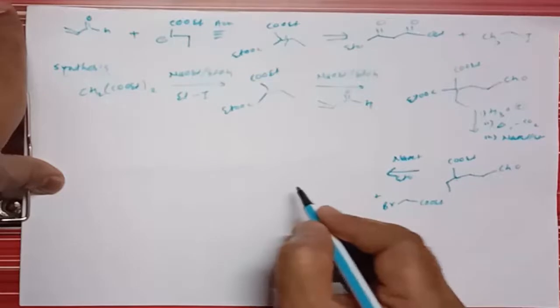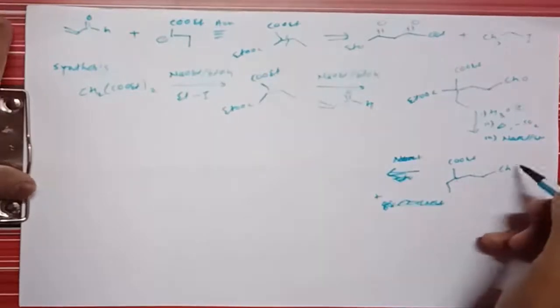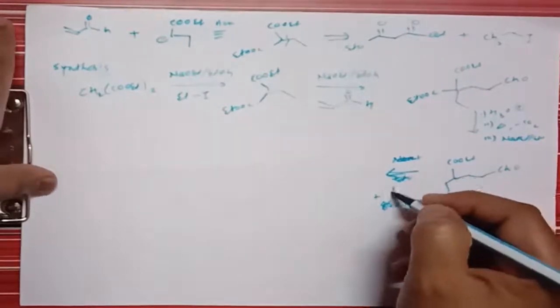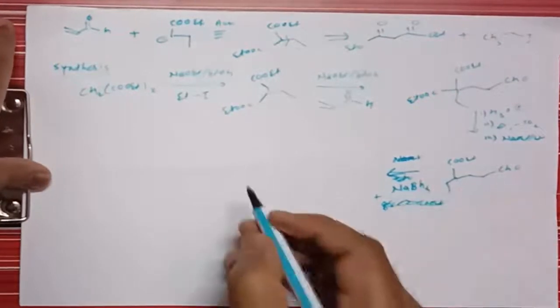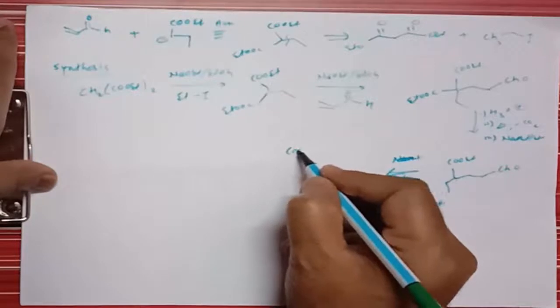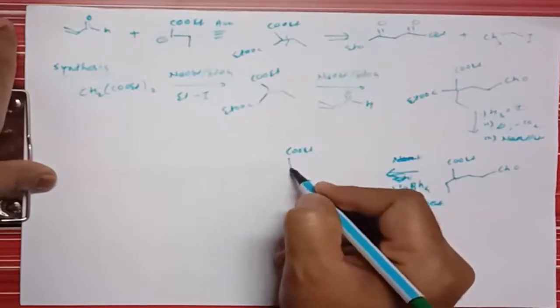It gives the formation of a product, then we have to convert this aldehyde functional group into alcohol. Therefore we can treat it with a reduction, that is NaBH4. Then what does it give? The ester group will be the same as this.